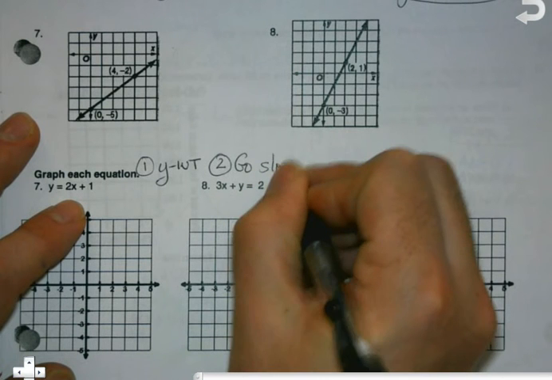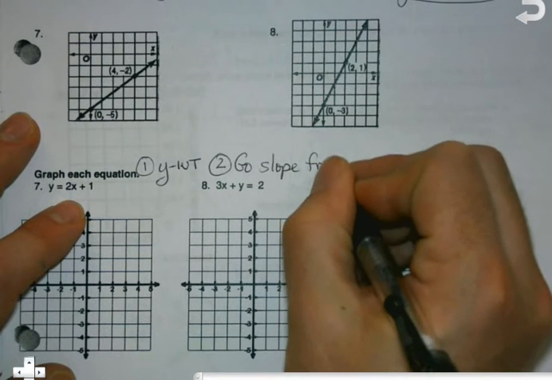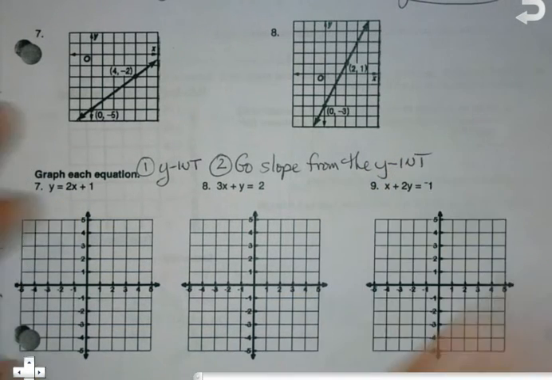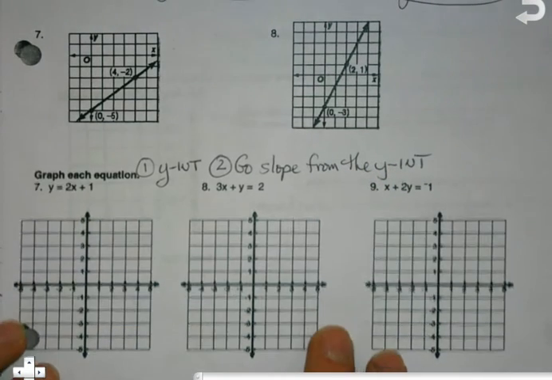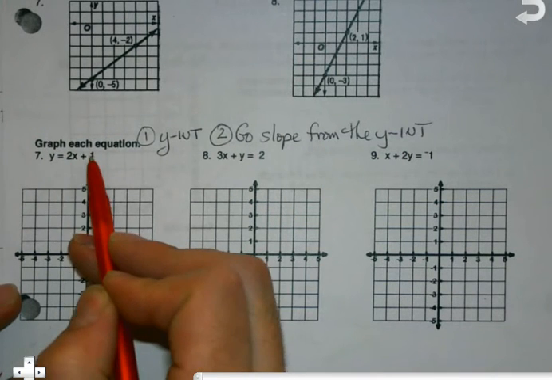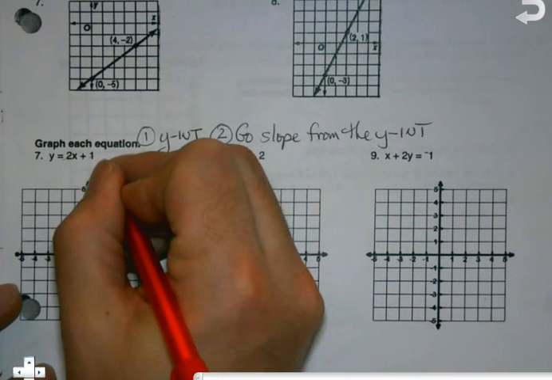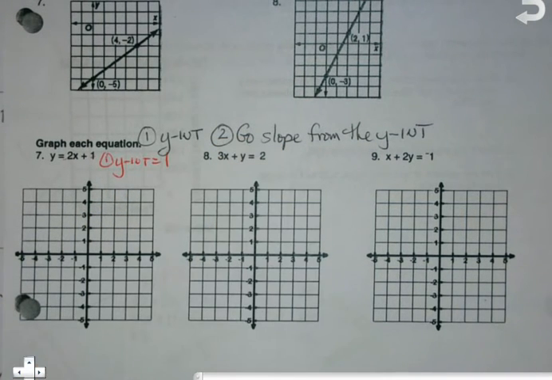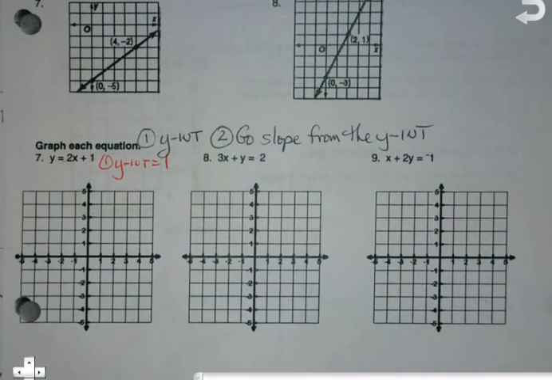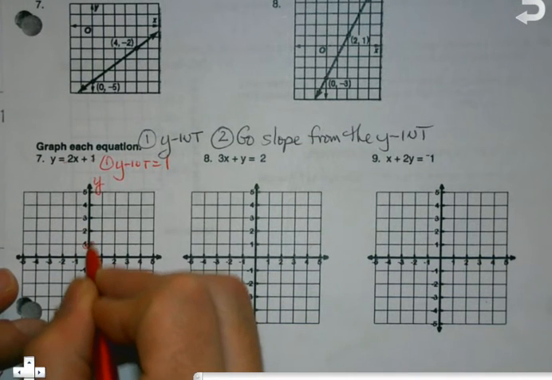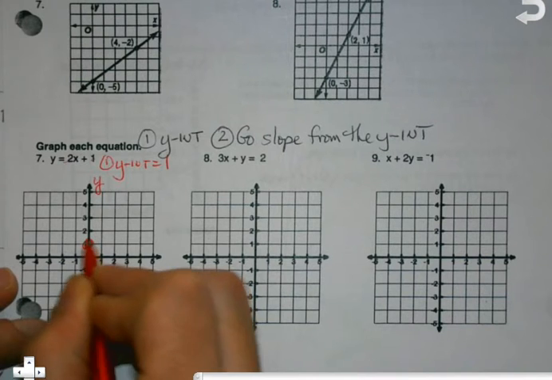And then I'm going to go slope from the y-intercept. So here's how this works. So in bottom number 7, which one of those numbers is my y-intercept? Okay, the 1 is. So if my y-intercept is 1, and you don't have to write all this out when you're doing it on your homework, I just want you to have this to look back at if you get confused and know what's what. So here's my y. 1 would be just go up 1. I'll put a dot.